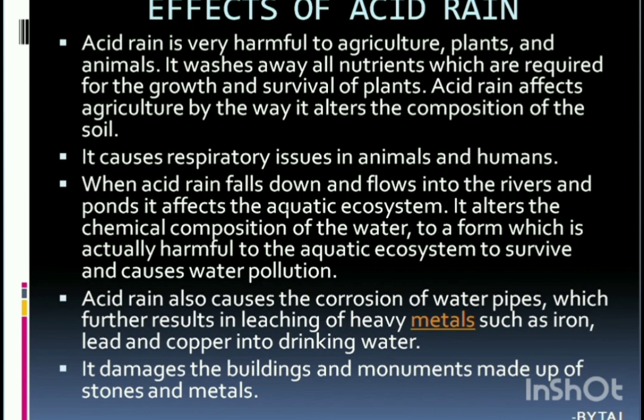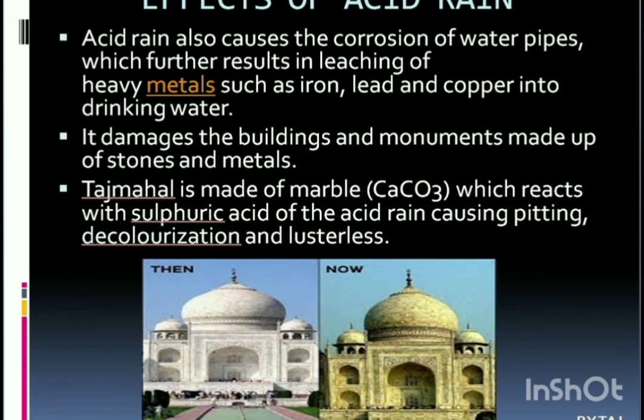When acid rain falls down, it flows into rivers and ponds, it affects the aquatic ecosystem, alters the chemical composition of water which is harmful to the survival of aquatic life and causes water pollution also. Acid rain also causes corrosion of water pipes, which further results in leaching of heavy metals such as iron, lead, copper into drinking water. So it damages the buildings and monuments made of stone and metals.